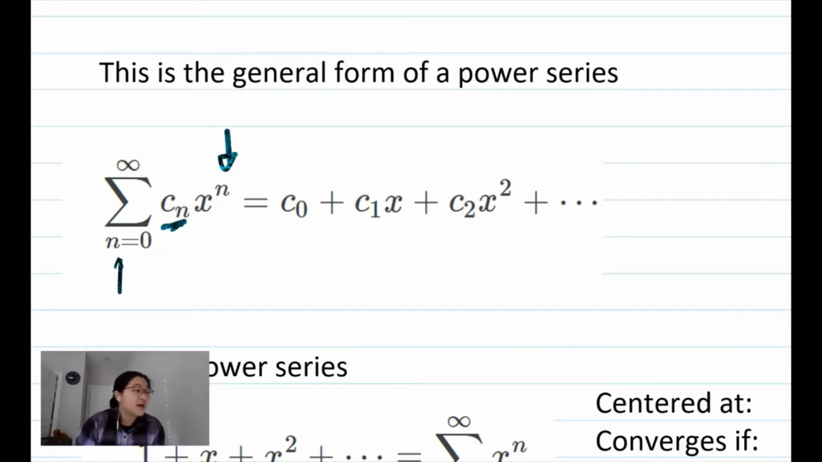So as we're writing out terms, we get c sub 0 times, and then you can think about this as x to the 0 power, right? Because anything to the 0 power is 1, so that effectively goes away. And then we have c sub 1 times x to the first power plus c sub 2 times x to the second power, and so on. So this is our general form for our power series.